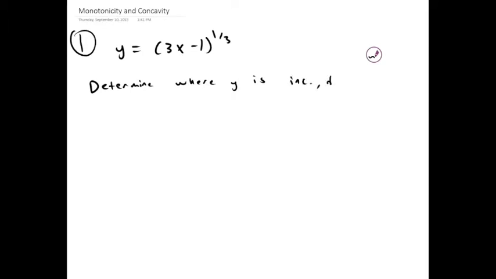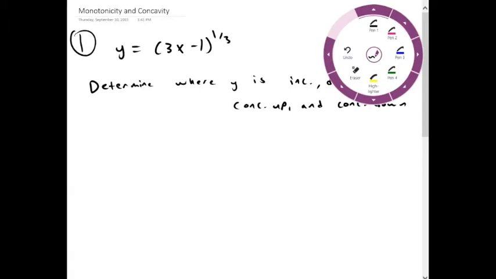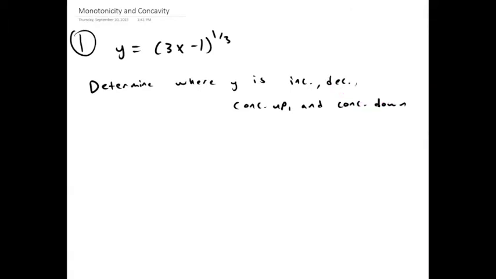So for the first example, we have y equals (3x minus 1) to the 1/3 power, and we're going to determine where y is increasing, decreasing, concave up, and concave down. And then using this, we'll make a quick sketch to show you what these things look like.